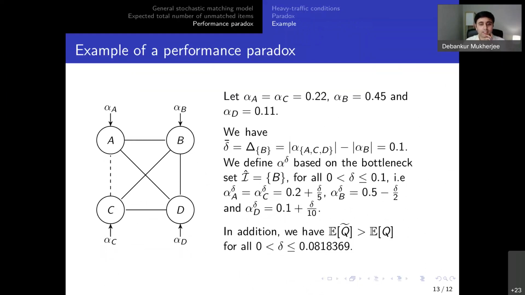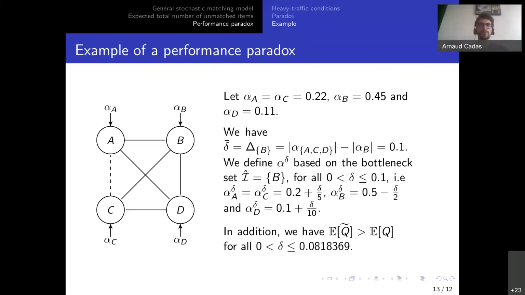If I understand correctly, this performance paradox is a feature of the matching policy rather than the graph. So if I design, instead of this first come first match policy, a matching policy based on my graph, is it possible to get rid of this performance paradox for all instances?